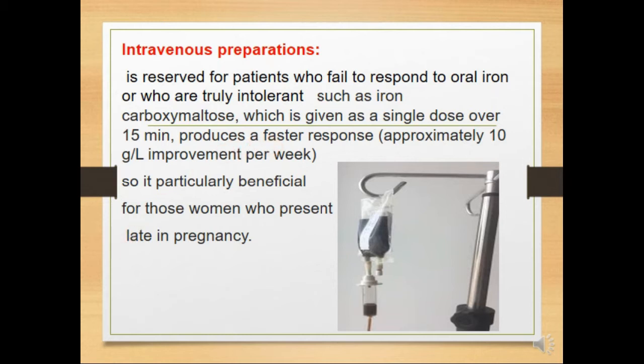When a patient presents in late pregnancy with iron deficiency anemia, intravenous preparation is better as it has a faster correction ability than oral replacement.